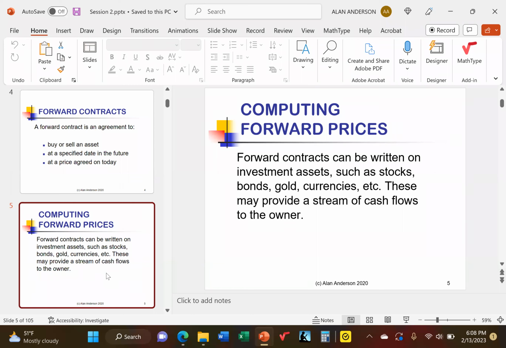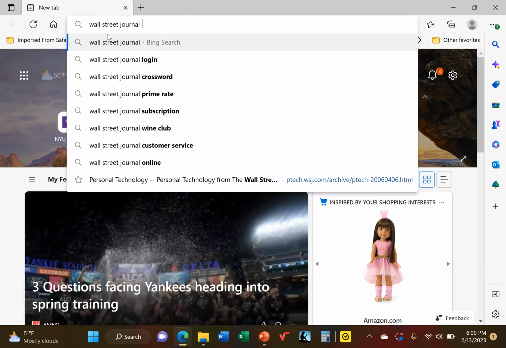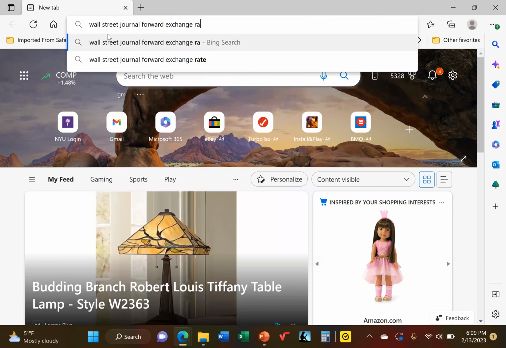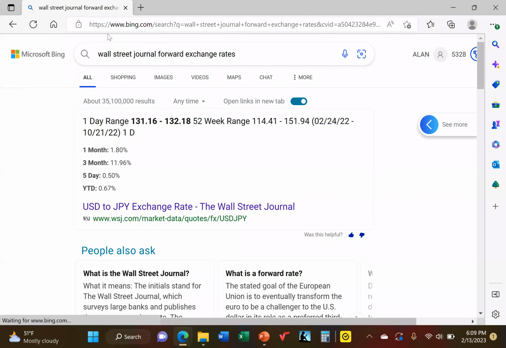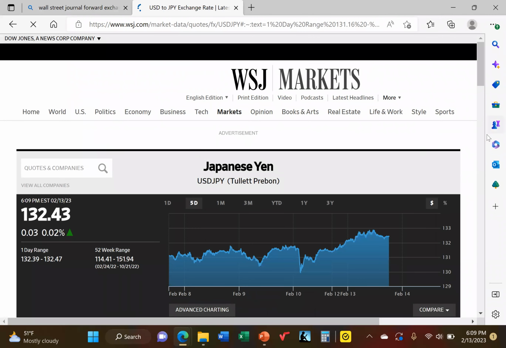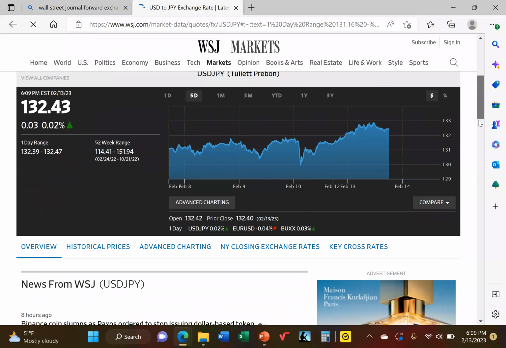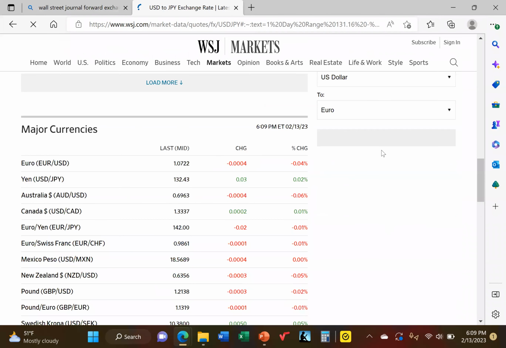Now, it used to be possible to find this on the internet. The Wall Street Journal used to publish both spot and forward exchange rates for currencies. I don't think they do that anymore. I'm not sure why. Let's see what we can find. Wall Street Journal, forward exchange rates. Let's see if they still have this out there somewhere. Oh, well, okay. No, I don't think that's what we wanted. Let's see. All right, what do we have here? I'm not sure what that's supposed to be. No, that's not exactly what I wanted.